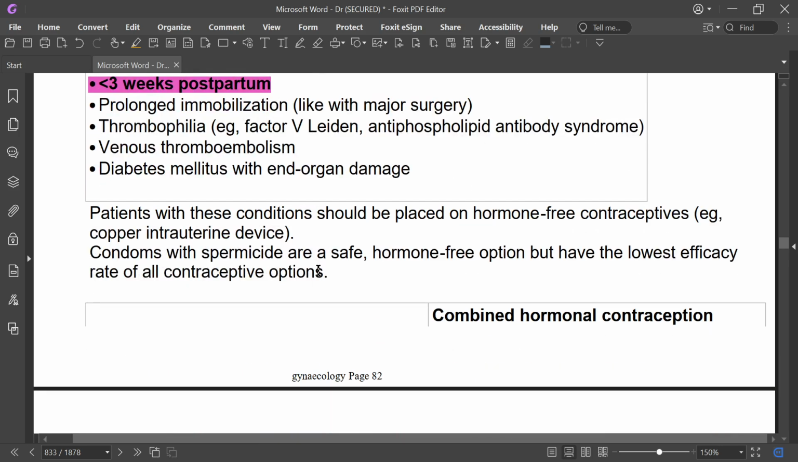Patients with these conditions should be placed on hormone-free contraceptive, that is copper IUD. Condoms with spermicide are safe, and hormone-free options have the lowest efficacy rate of all contraceptive options.